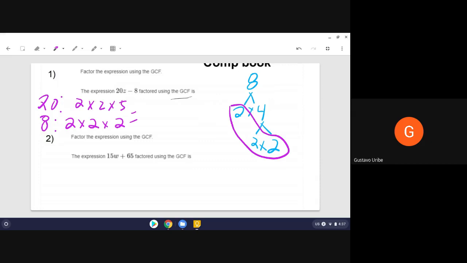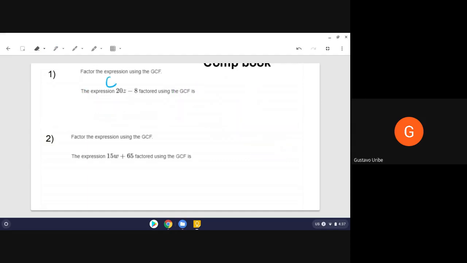The common factors that they have, so to find the GCF, well, there's a pair of 2's, so I'm going to write a 2 there. And there's another pair of 2's, so I'm going to write another 2 here. So 2 by 2 equals 4, right? So the GCF of these is 4. If that was too fast, you can go back, rewind it, and go back to see what I did.